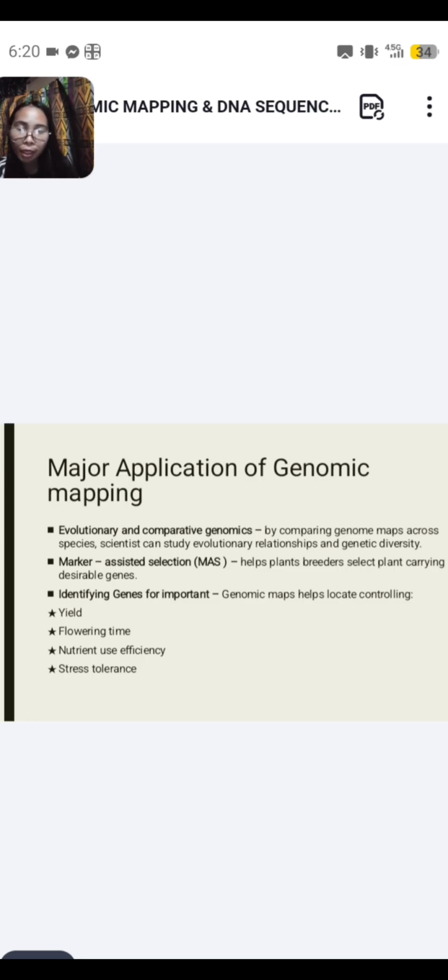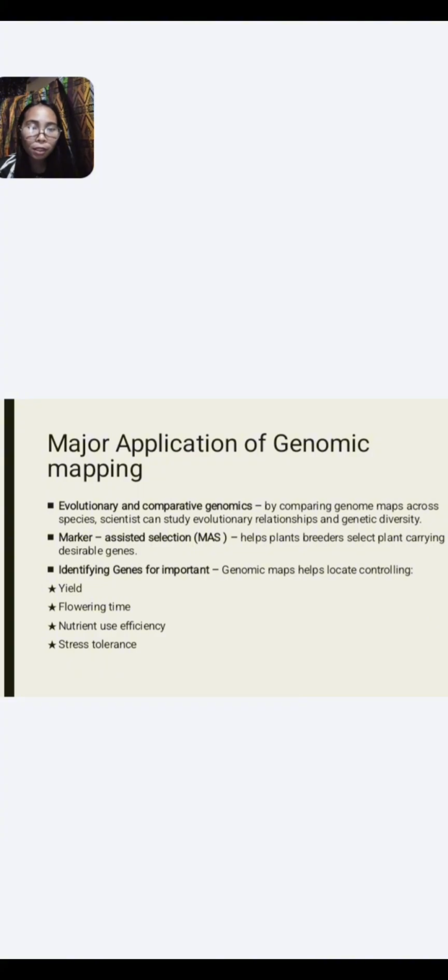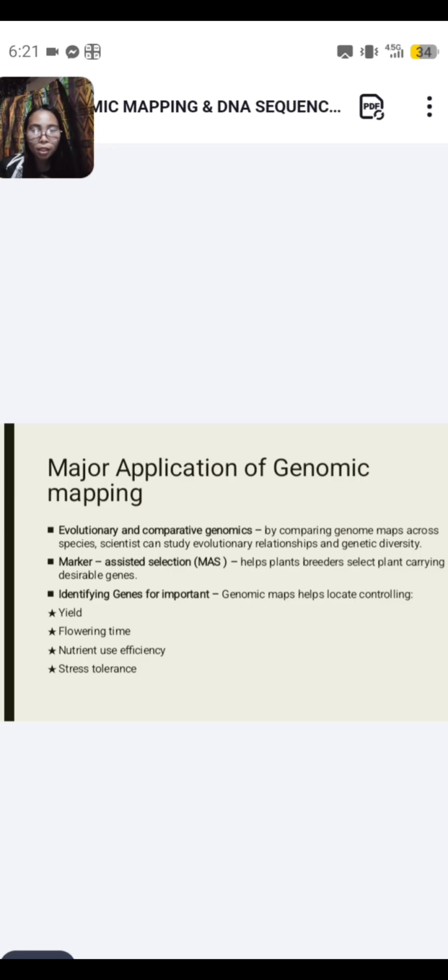Then next is marker-assisted selection, or the MAS. MAS can help plant breeders select plants carrying desirable traits. It uses markers to select the best traits or genes, helping plant breeders select the best traits for plants carrying the desirable genes.